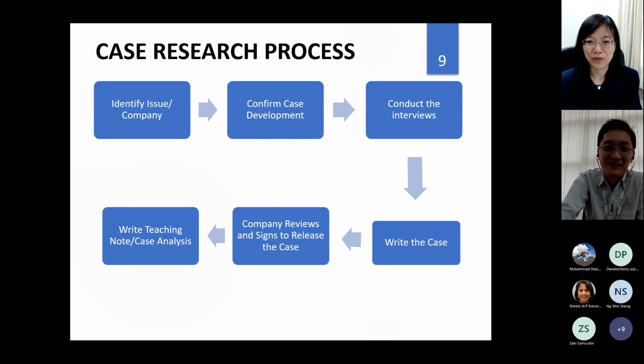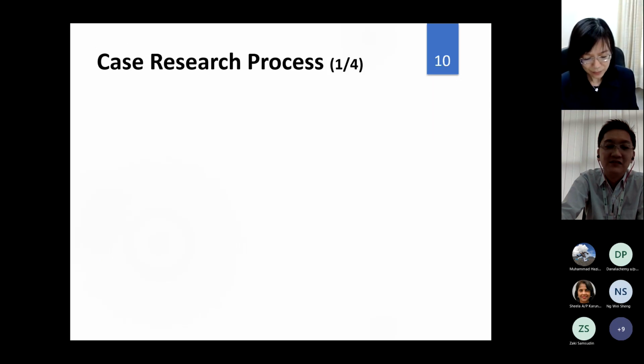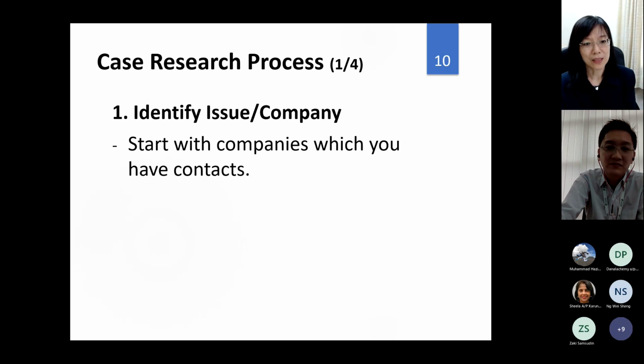Then we go on to confirmation, case development, conduct the interviews, writing the case, then getting the company to sign the release of the case, right? And then writing the teaching notes. I'm going to go on a little bit for each step, yeah? So the first one is identifying the issue for the company.